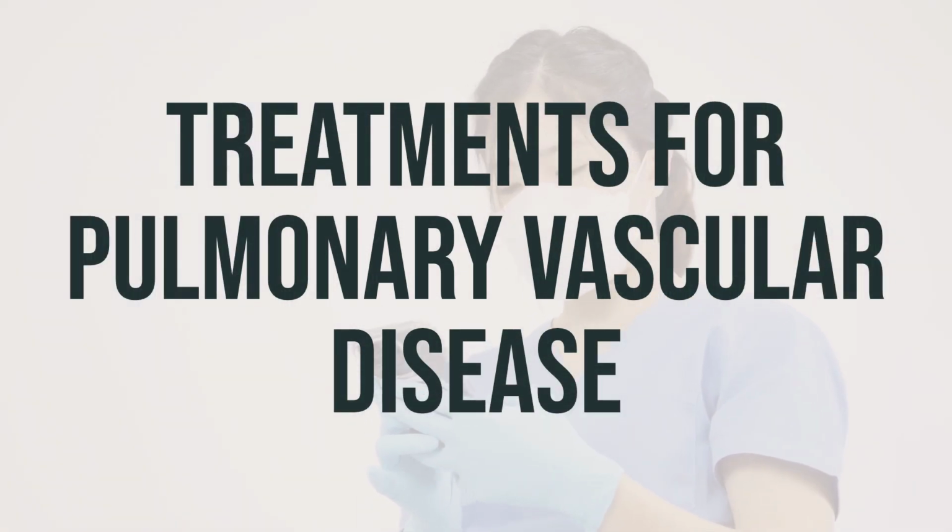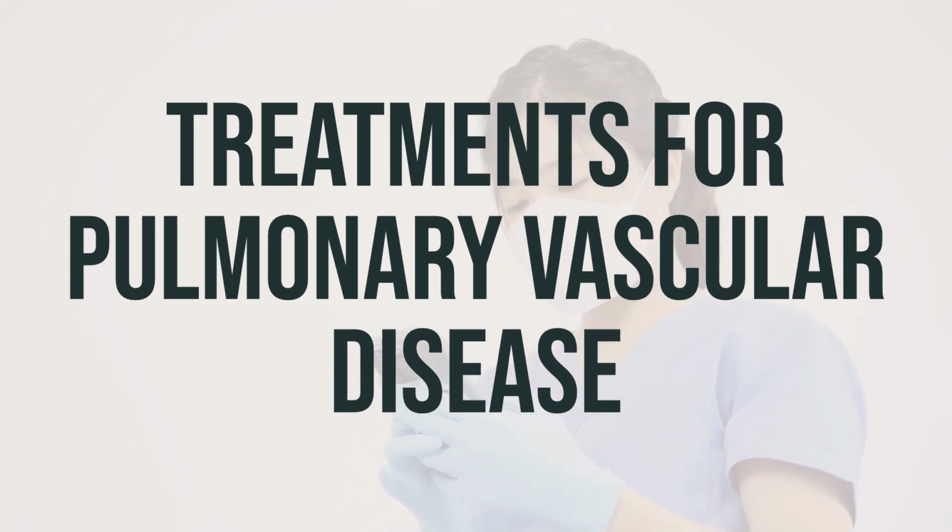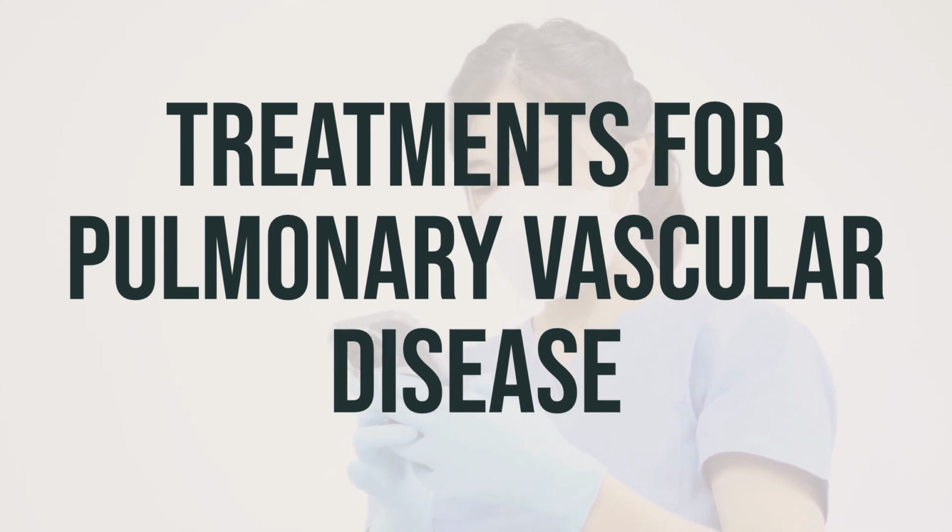Now let's talk about the different treatments for pulmonary vascular disease. The treatment depends on the specific cause of the disease. For pulmonary embolism, blood clots in the lungs are usually treated with blood thinners such as batrixaban, enoxaparin, heparin, and warfarin.